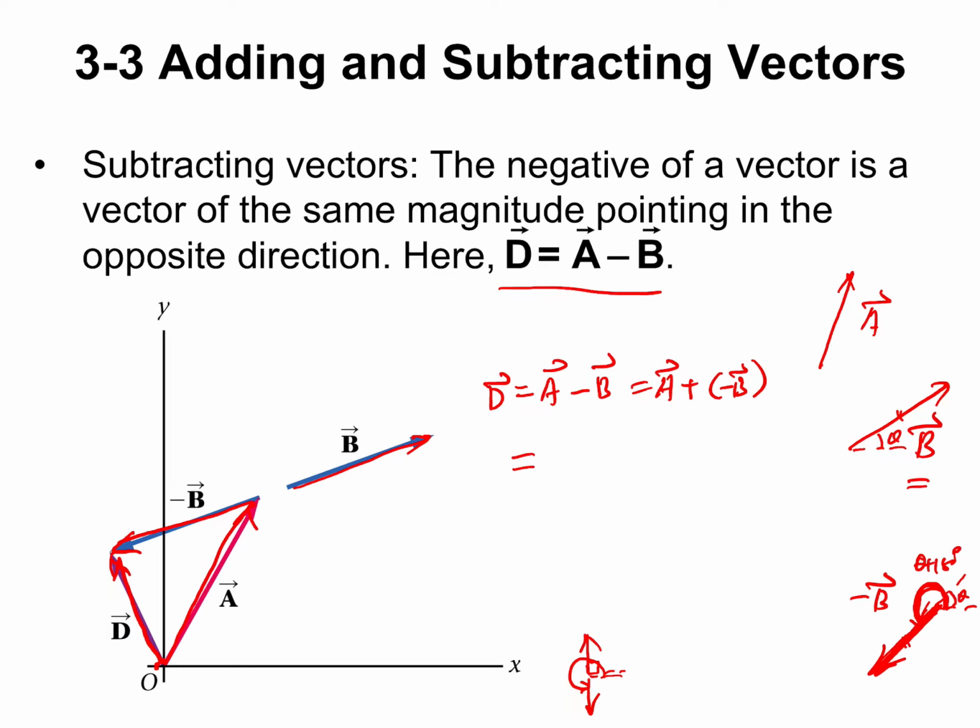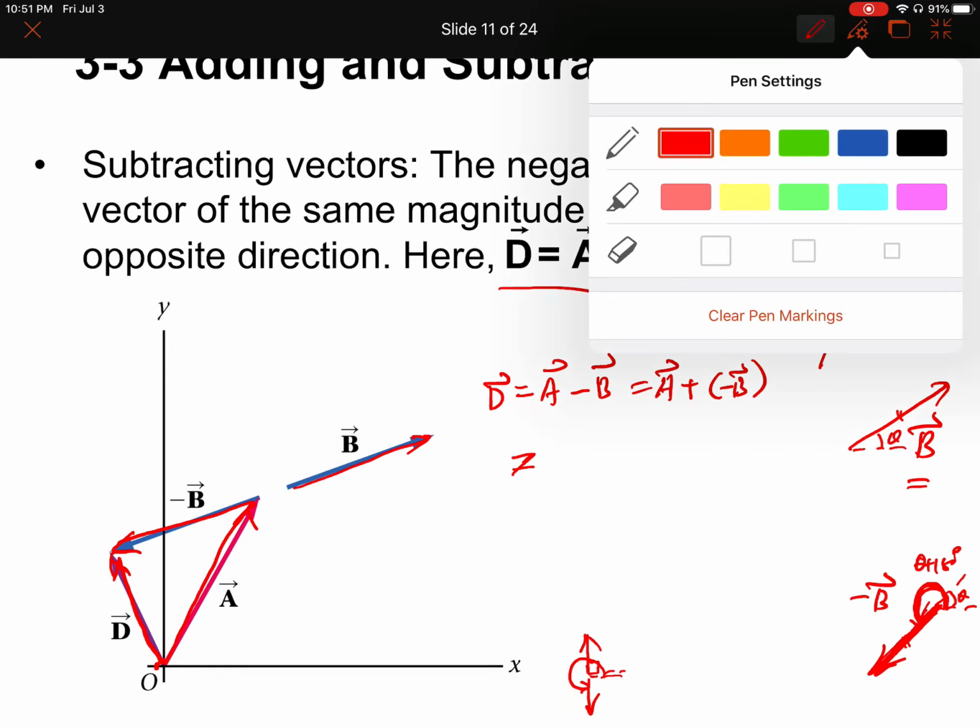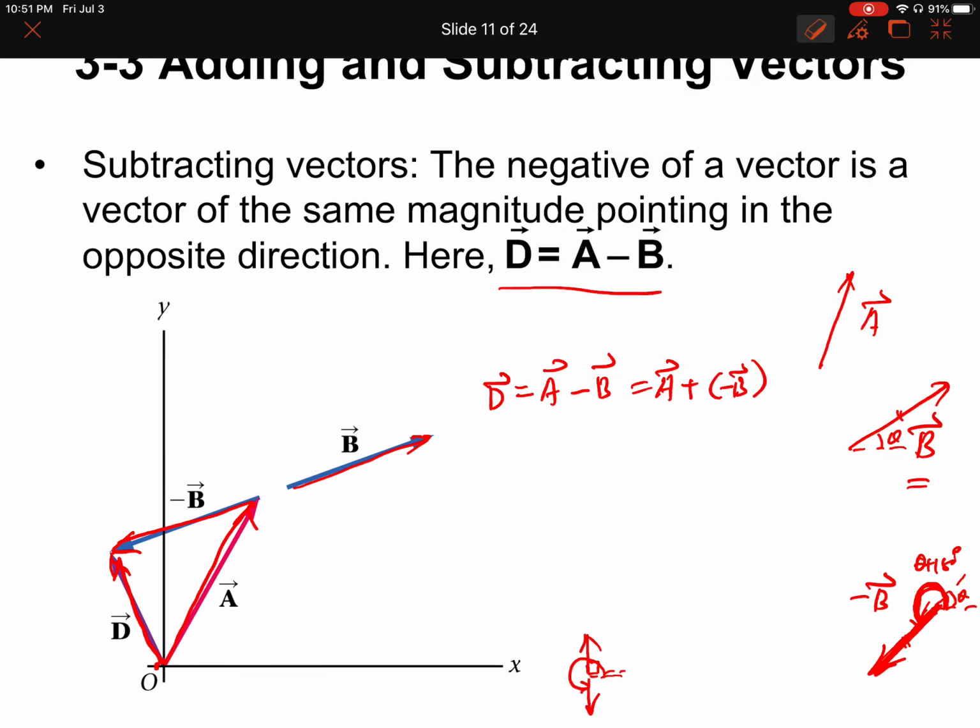Well, you can do the subtracting in the components method, right? Same idea. So what is negative B, right? For negative B, if you have a BX, BY, negative B will be negative BX, negative BY.